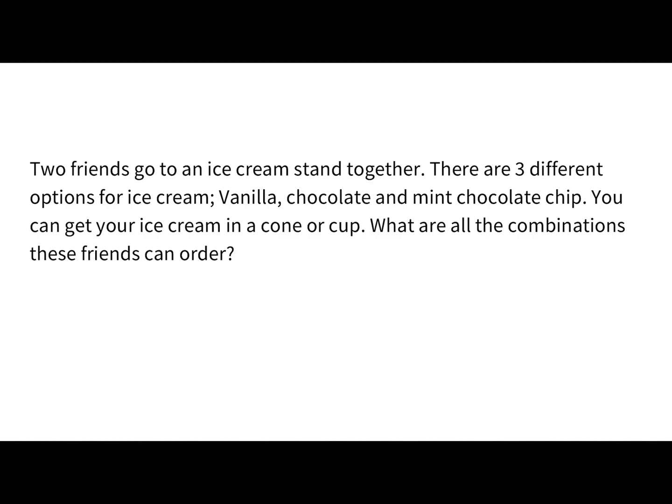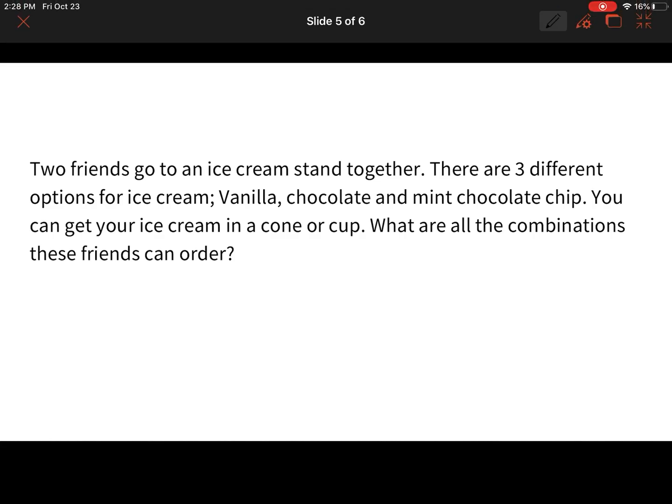All right, so let's go into question 2 here. Two friends go to an ice cream stand together. There are 3 different options for ice cream: vanilla, chocolate, and mint chocolate chip. You can get your ice cream in a cone or a cup, and we want to know all the combinations these friends can order. All right, so the way I'm going to do this is with a tree diagram.